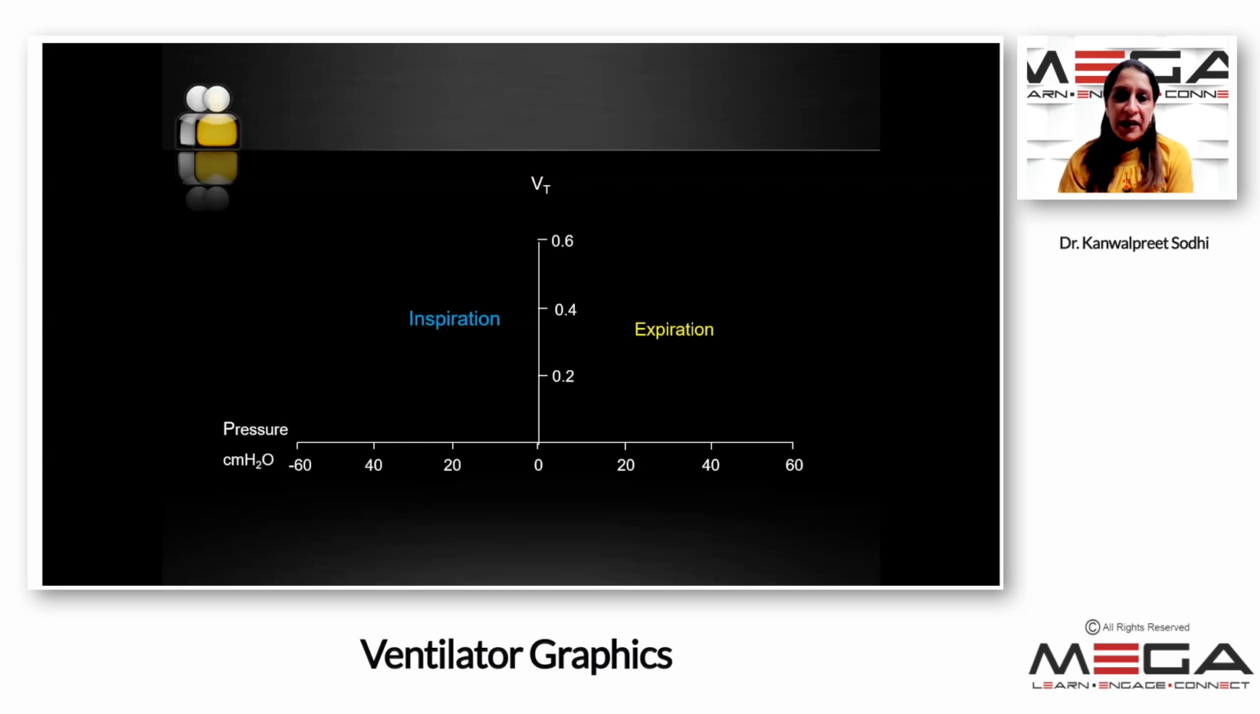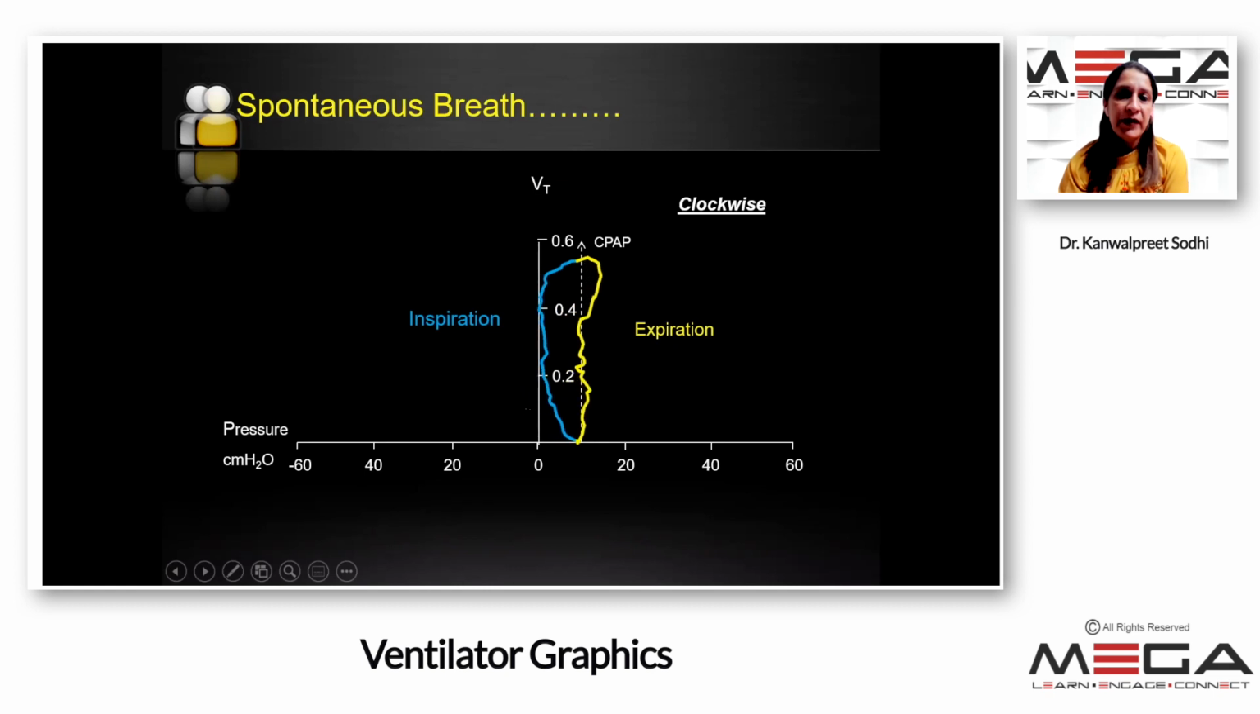So first of all, the breath type. What is occurring here? This is a negative pressure during inspiration and a slightly positive pressure during expiration. So this is the clockwise movement of the pressure volume loop. This is what occurs in the spontaneous breath. And if we apply CPAP to the spontaneous breath, this loop basically moves to the right, that is towards the positive side, since we have applied a positive pressure. So the clockwise movement of the pressure volume loop always signifies that it's a spontaneous breath.